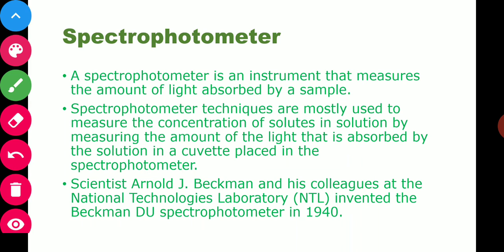A spectrophotometer is an instrument that measures the amount of light absorbed by a sample. Spectrophotometer techniques are mostly used to measure the concentration of solutes in solution by measuring the amount of light absorbed by the solution in a cuvette placed in the spectrophotometer. Arnold J. Beckman and his colleagues at the National Technological Laboratory invented the Beckman DU spectrophotometer in 1940.